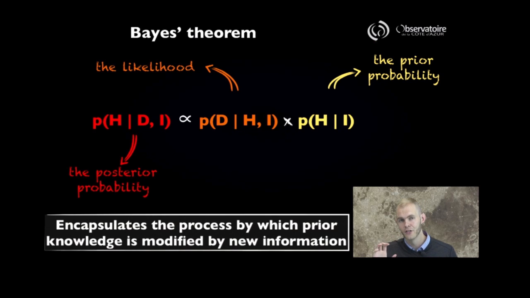Now this is a very interesting way of looking at data processing, because this simple equation somehow encapsulates the process by which prior knowledge, like current theories about the universe or about a given specific object, are going to be modified or confirmed by new information. This is a really powerful way of looking at the scientific method at work, really.